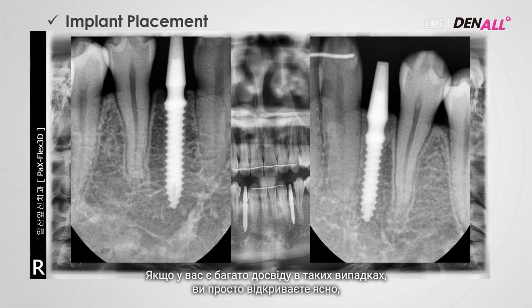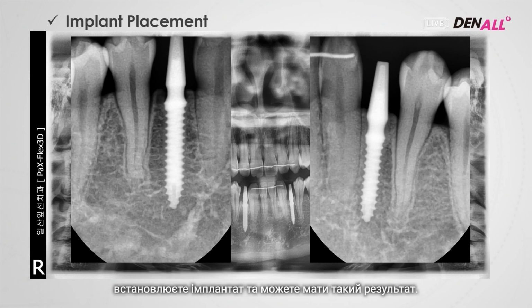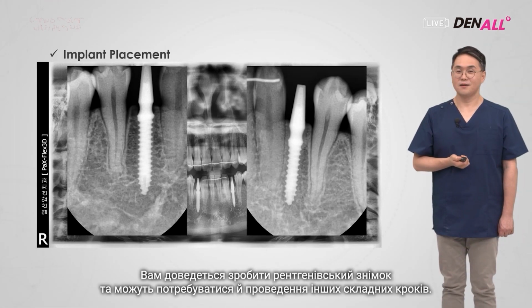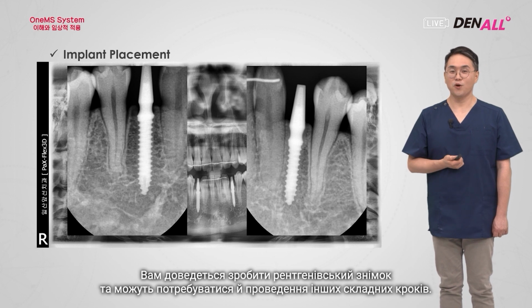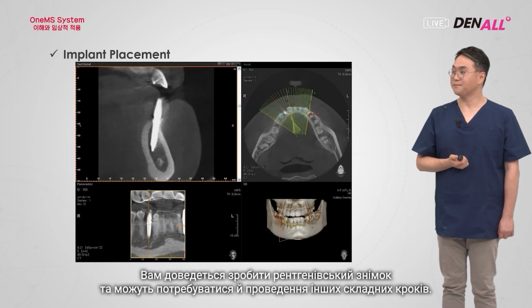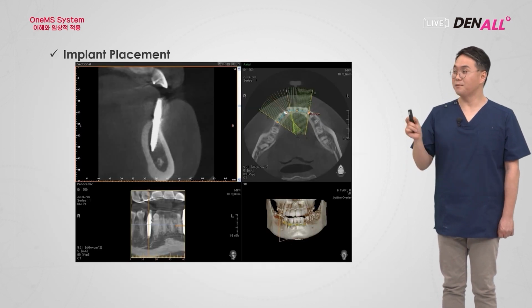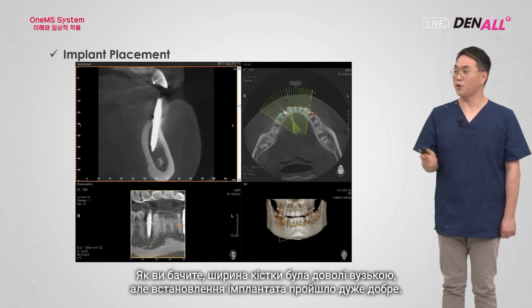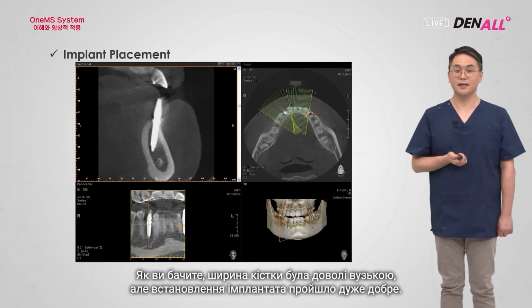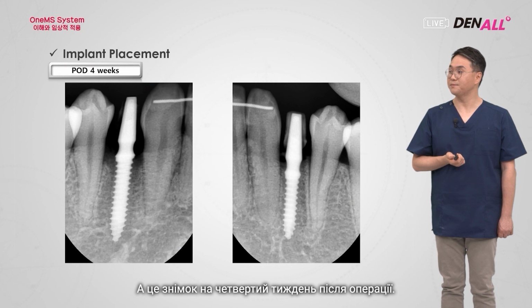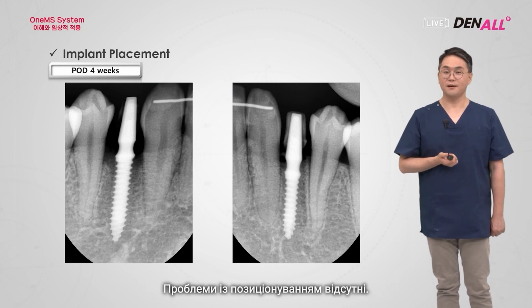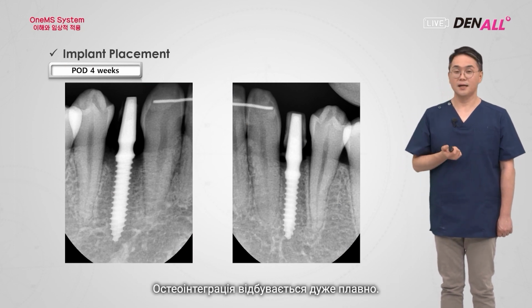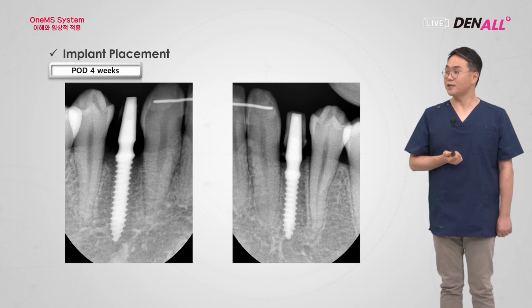Even if you have a lot of experience in such a case, just opening the gingiva and placing the implant, could that be the result? You would have to take X-rays and other very complicated steps would have been required. As you can see, the bone width was very narrow, but it went very well. And this is 4 weeks post-op, not much of a problem. The integration is happening very smoothly.